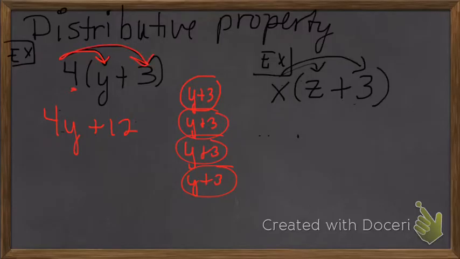All right, if we look over here at the second example, it's a little bit harder to visualize perhaps in your algebra tile way, but if we look at our operations, x times z is xz, and then x times 3 would be 3x.